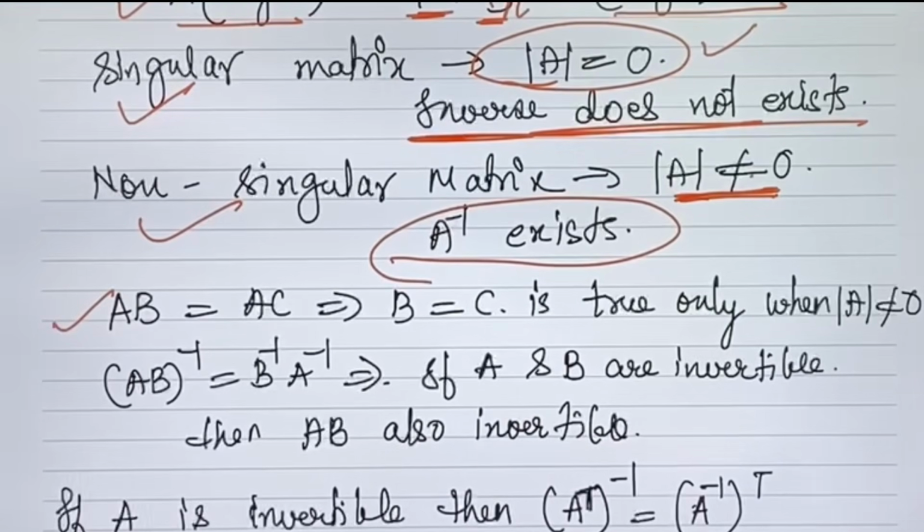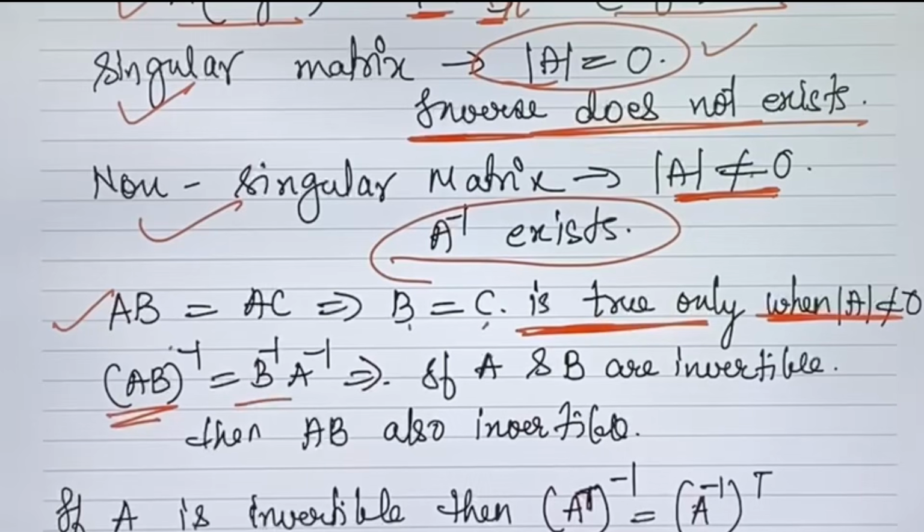Now, AB is equal to AC. I am writing B is equal to C. Don't think it is a number or an alphabet. It is a matrix, so I cannot cancel like that also. So B is equal to C is true only when det of A is not equal to 0. These types of questions are in the previous PYQs. That is why be careful about that.